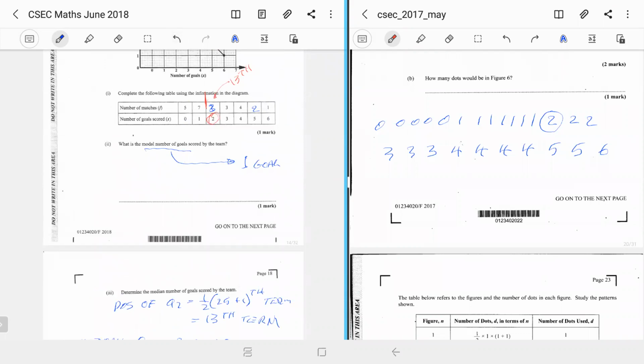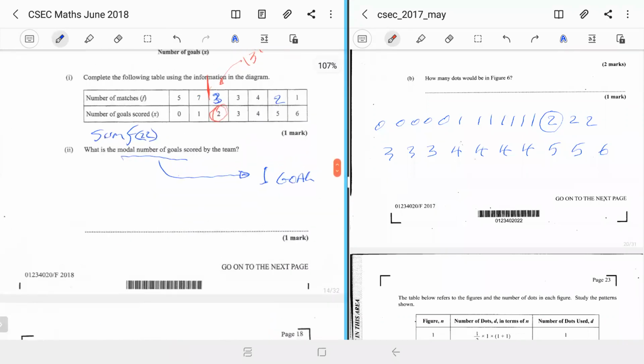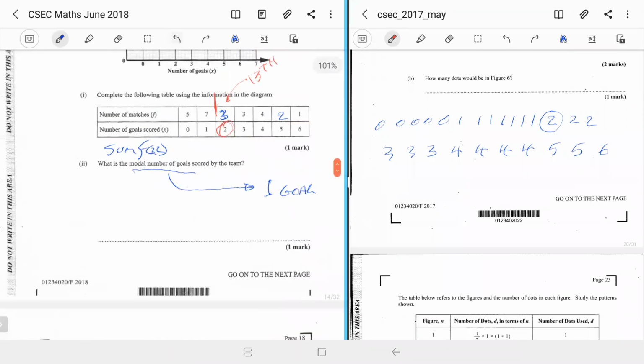We're doing an fx, which is a sum rule. 5 times 0 is 0. 7 ones, that's 7, so 7 times 1. Then you have the 3 2s, which make 6. They have 3 3s, which is 9. They have the 4 4s right here, and they add up to 16.